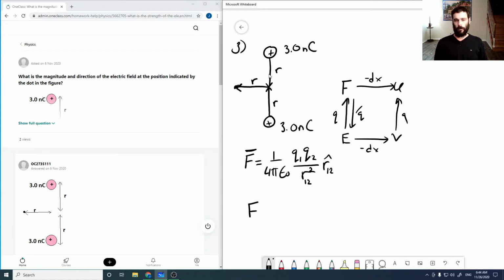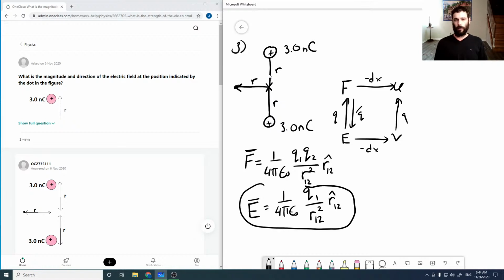So then E is 1 over 4 pi epsilon naught Q1 over R12 squared R12 hat. Okay, so that's our E field expression that we're going to use to solve this. The other thing we're going to need is to set up an axis system.